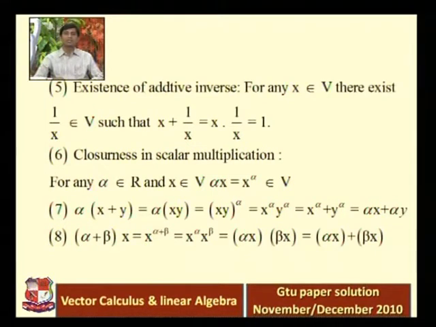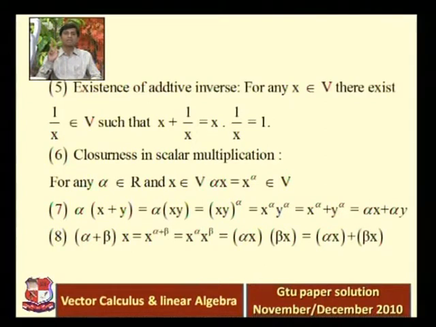Next one is the distributive law, that we have to prove: alpha into x plus y is equal to alpha into x plus alpha into y. Let's start with the left hand part, alpha into x plus y. Now for x plus y we use that addition, x plus y is equal to x into y. So alpha into x plus y can be written as alpha into, in bracket, x into y. Now x into y is also a vector, belongs to V, and alpha belongs to R.